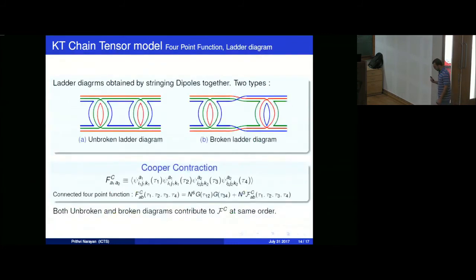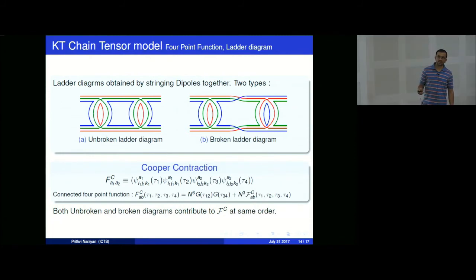Now, what kind of ladder diagrams contribute to the 4-point function? You can just try to string dipoles together and see what you get. There are two kinds of dipoles, so there are two kinds of ladder diagrams. One is the unbroken ladder diagram and one is the broken ladder diagram. The property of the unbroken ladder diagram is that one color transmits across the ladder. For example, here it's the red color which goes through. But the broken ladder diagram has the property that the color comes back. For example, here the red color comes back, the green comes back, and the blue comes back. All colors come back. Here one color goes through. So this is the difference between the two ladder diagrams.